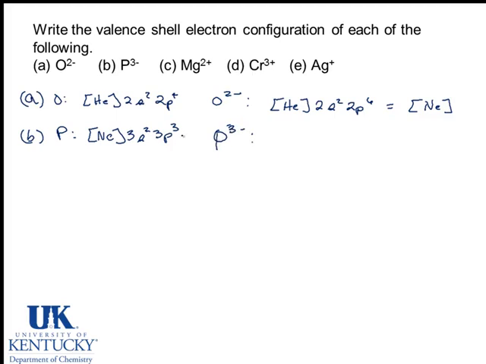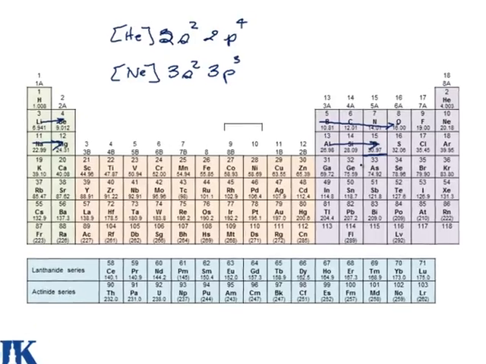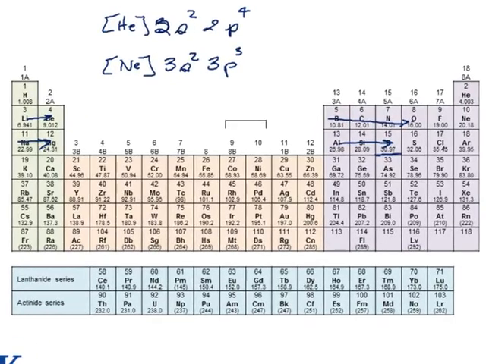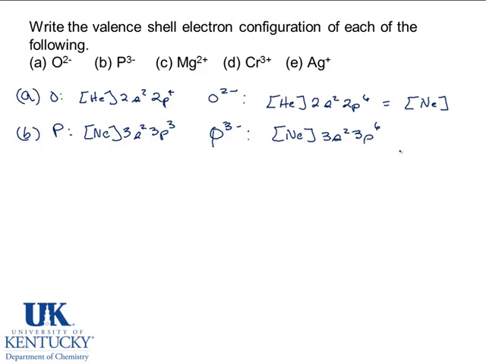Okay, so now we're ready to do P with a 3- charge. We're going to put the 3 additional electrons in the next available location. So that would be neon, 3s2, and 3p. Now we can go up to 6. Again, if we look at the periodic table, those 3 additional electrons going on gives us an argon electron configuration. So we could also equally call this Ar in square brackets.